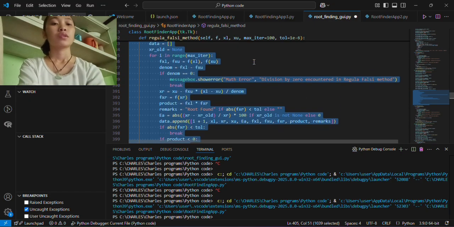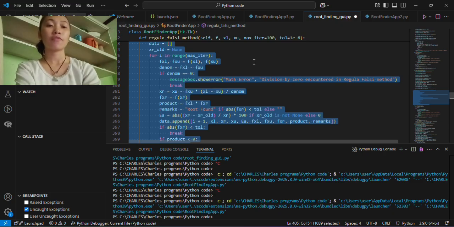Regula falsi. This code evaluates f of xl and f of xu. It calculates the denominator, f of xl minus f of xu. If zero, it gives an error because the division is not possible. Compute the new xr using the false position formula. It evaluates f of xr. It checks the product f of xl times f of xr to know which side contains the root.